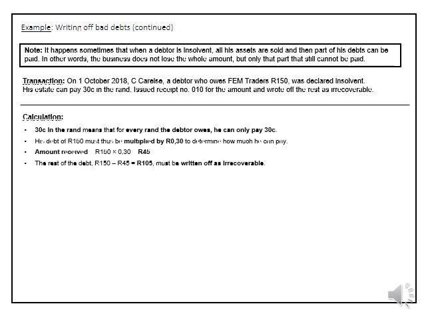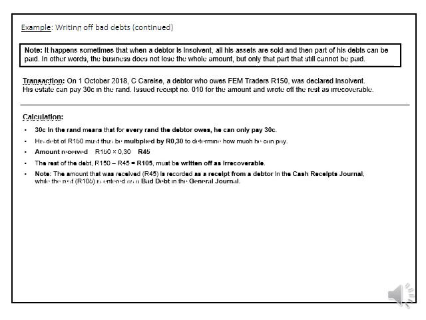The rest, the difference between the outstanding debt and the amount that he can pay, which in this case is 105 rand, must be written off as irrecoverable. So in essence, this is two entries. We receive 45 rand, which will be recorded in the CRJ, and we write off 105 rand, which will be recorded in the general journal.